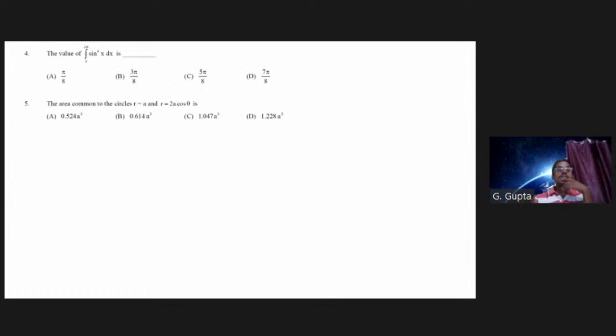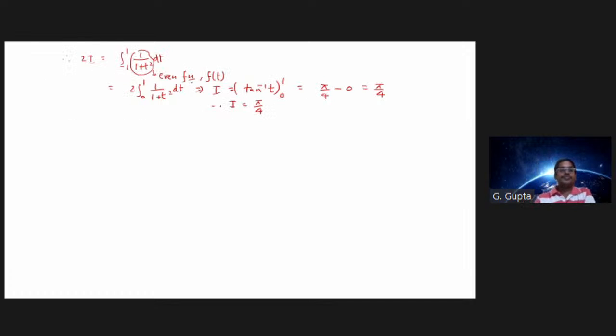So this is the fourth example, the value of integral 0 to 2 pi sine power 6x. But the limit should be 0 to pi by 2, but here it is 0 to 2 pi. If you want to apply property 4, okay, so integral 0 to 2 pi sine power 6 t dt.